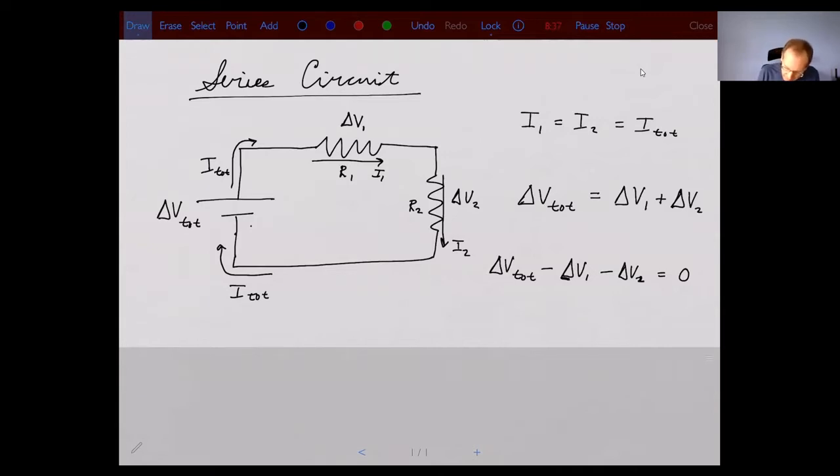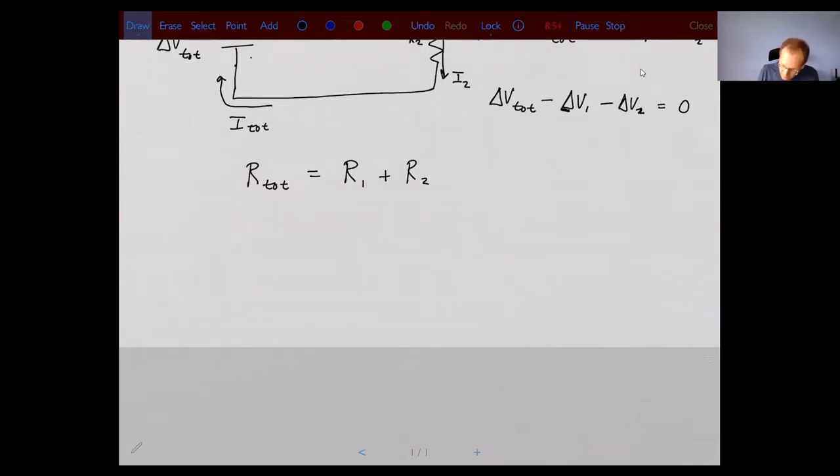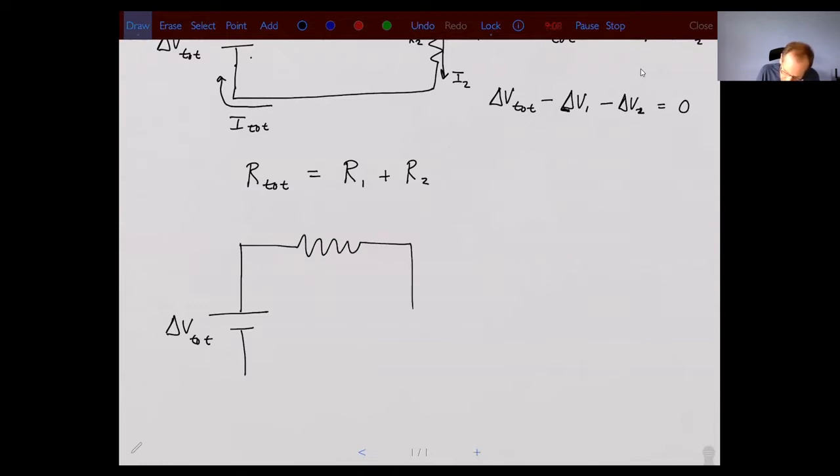Well, for a series circuit, it turns out that to get a single resistor, R total, if the other two resistors are in series, I simply add their two resistance values together. So R total is going to be R1 plus R2. So then for the simple circuit now, I'd have delta V total. I would combine those two resistors into just a single resistor. So this would now be R total.